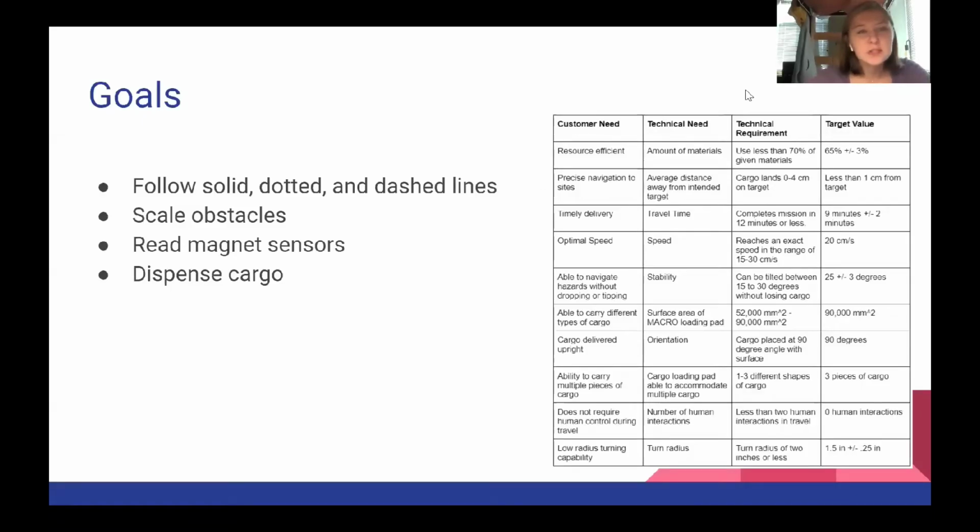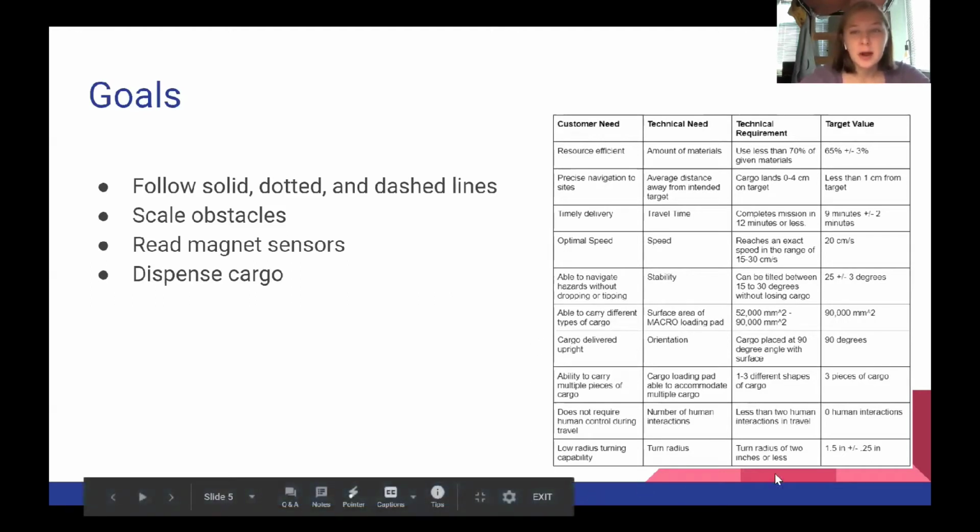The main goals for this rover were to be able to follow solid, dotted, and dashed lines, to be able to scale obstacles, to read magnet sensors to indicate turning and cargo placement, and to be able to dispense cargo in the upright position. These goals were outlined in a more detailed fashion in this need-finding chart as customer needs, and were outlined as technical requirements and target values that we aimed for when we were designing the macro rover.